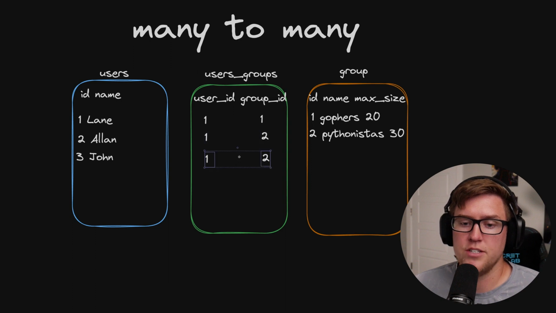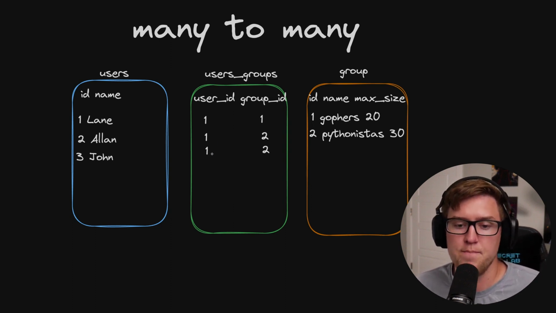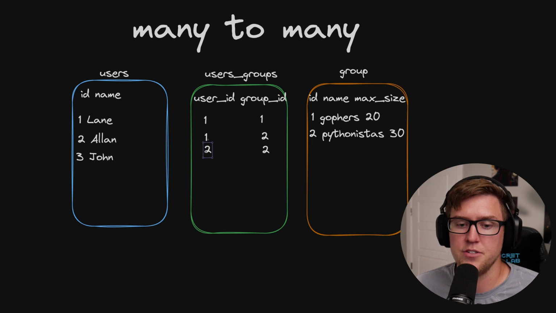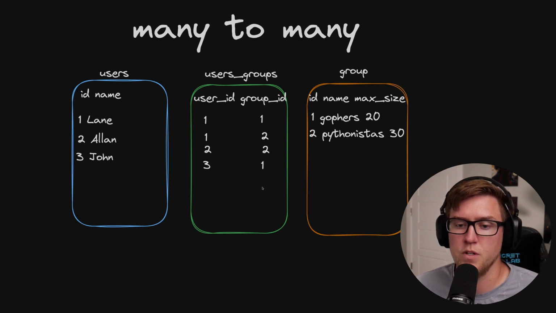Now, what I was talking about constraints earlier, what I mean is we wouldn't allow a second row to be added here that's identical to this other row because it's just fully redundant. It's telling us the exact same thing, right? That Lane has already joined the Pythonistas group. So we wouldn't do that. But let's say that Alan joins Pythonistas as well. So now Alan's in the Pythonistas group, right? And maybe John joins the Gophers group. Okay?